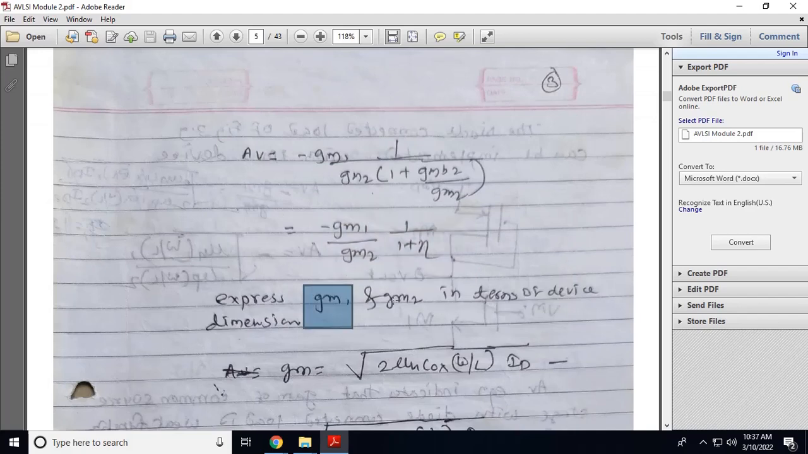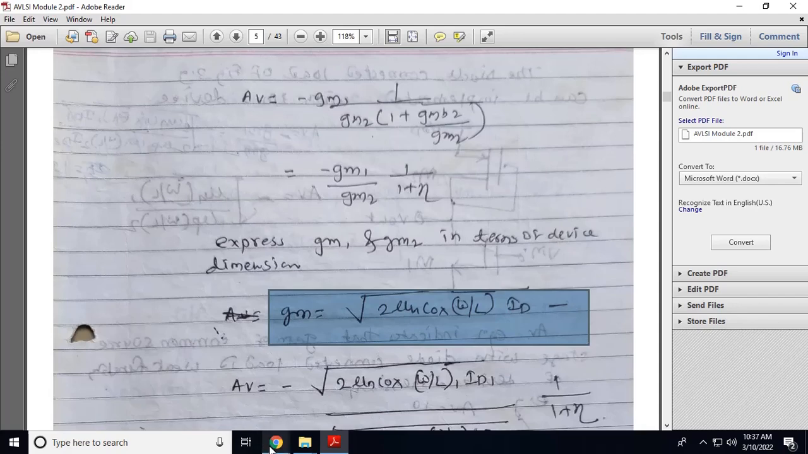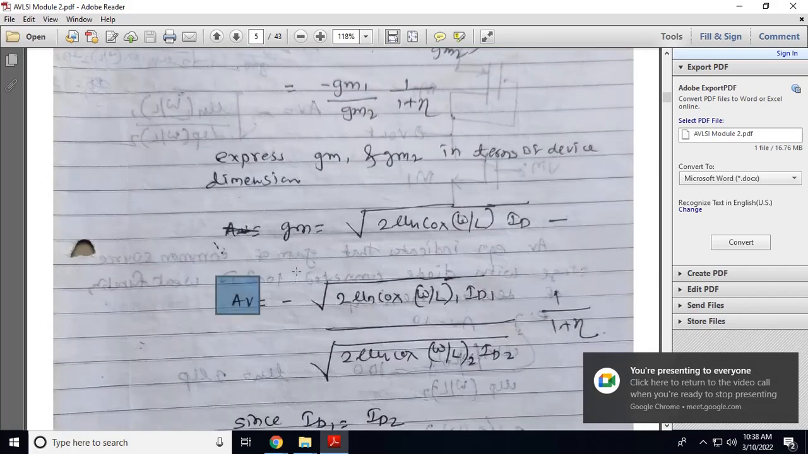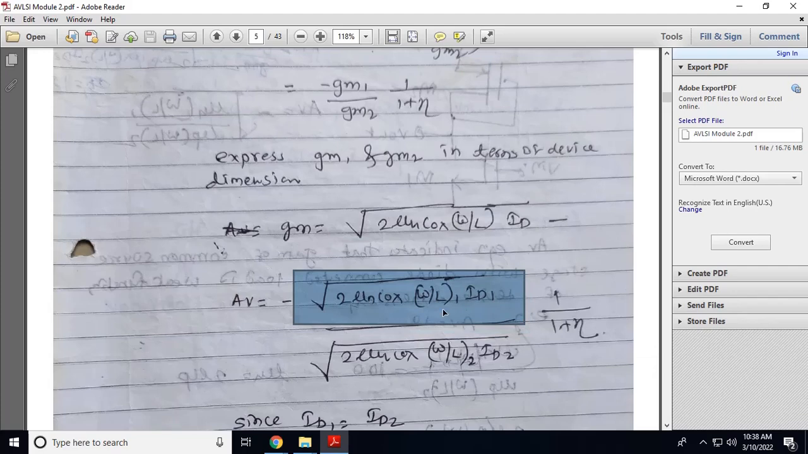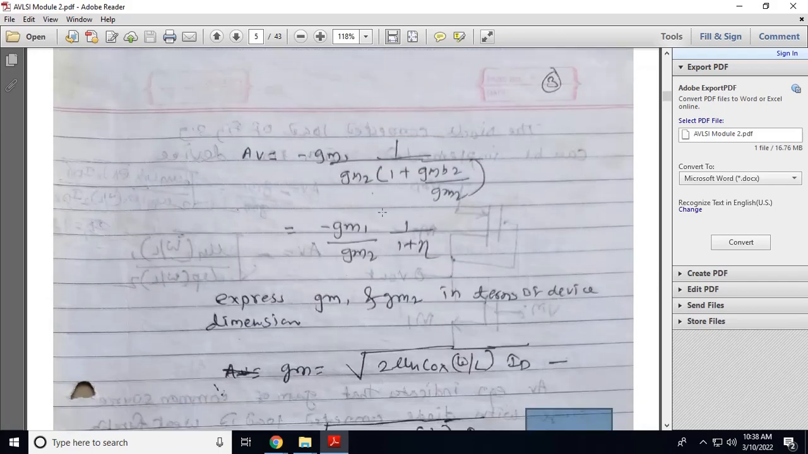We write Gm1 and Gm2 in terms of current. So the Gm equation, the transconductance equation, is Gm equals square root of 2 mu n Cox W by L ID. So this is the equation of transconductance in terms of device dimension. So we can put this Gm equation here. So AV is equal to minus square root of 2 mu n Cox W by L of transistor 1 multiplied by ID1, divided by square root of 2 mu n Cox W by L of transistor 2 into ID2, times 1 upon 1 plus eta.